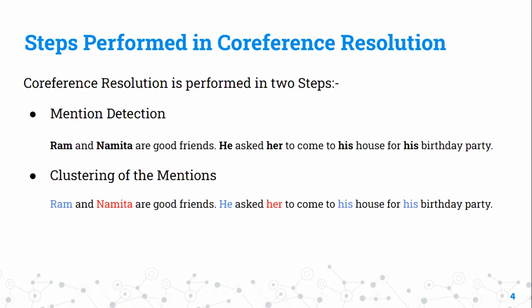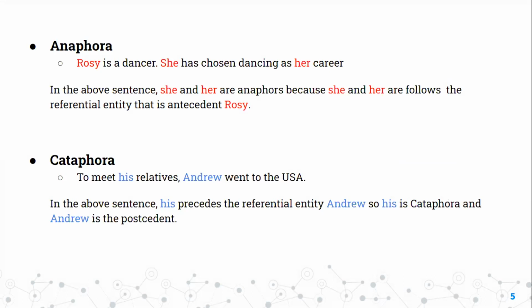What are the steps performed in coreference resolution? There are two steps, namely mention detection and clustering of mentions. In mention detection, you basically identify the nouns and pronouns. In clustering of mentions, you map the pronouns to the respective nouns. And there are some important terminologies in coreference resolution.